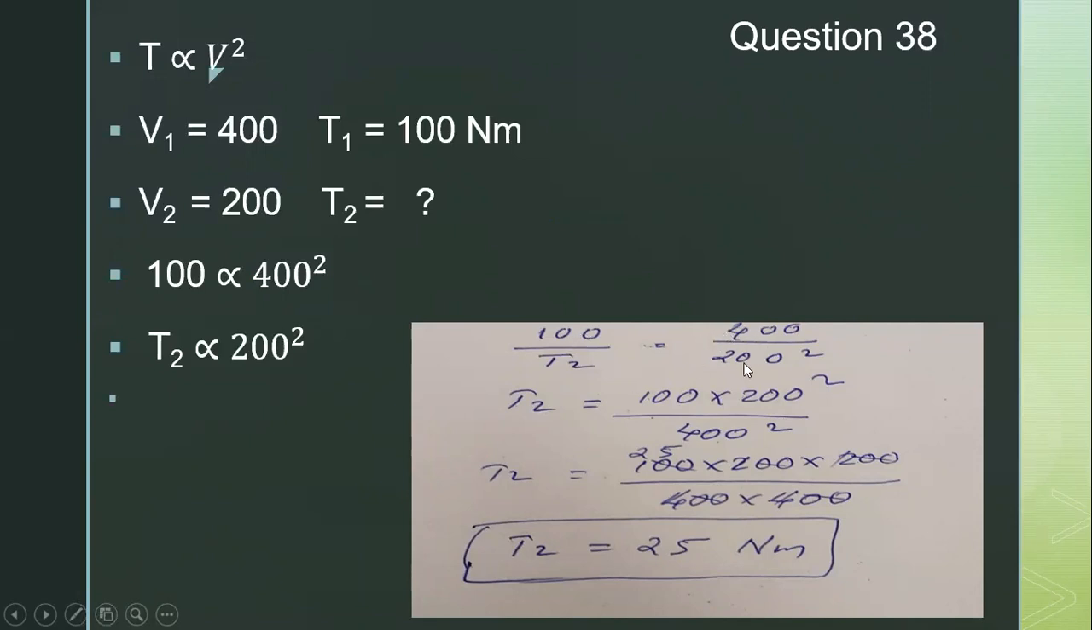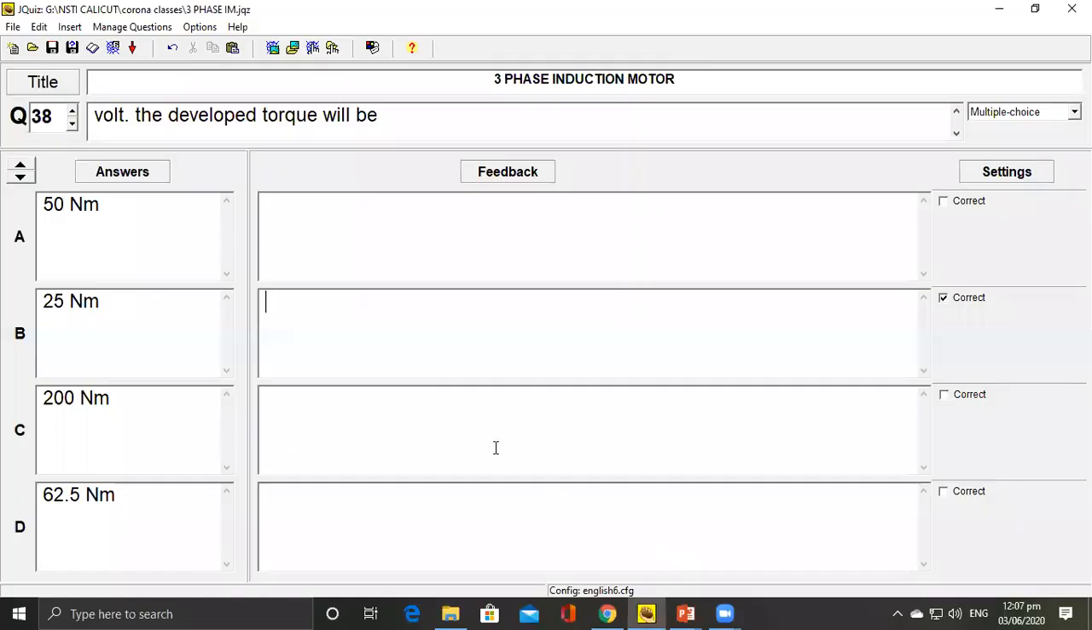So 100 into 200, 100 into 200 divided by 400. So 100 into 200 square means 200 into 200 divided by 400. The zeros in the numerator and denominator cancel. 2 into 2 is 4, and 4 cancels 4. Then 100 divided by 4 will be 25. So when you calculate, 25 Newton meter will be your answer. Option B is the right answer.